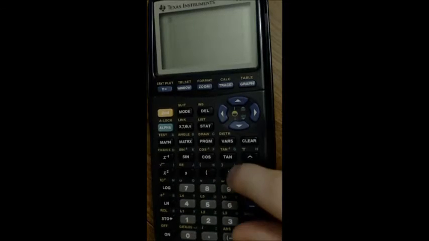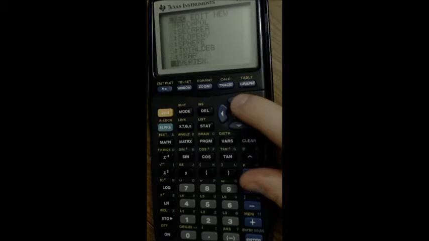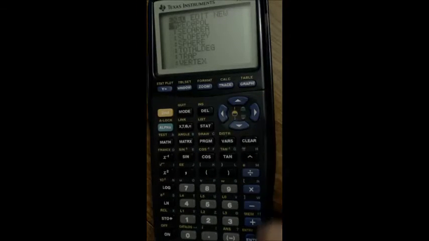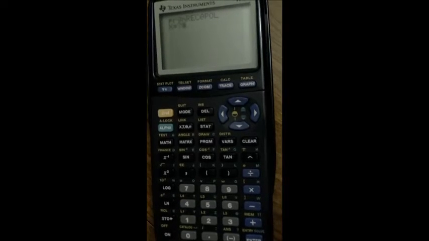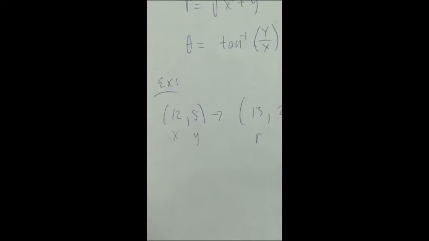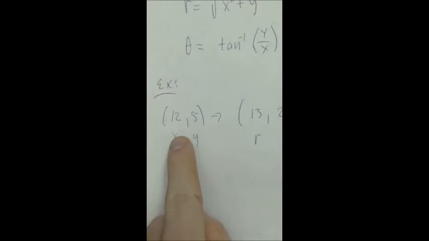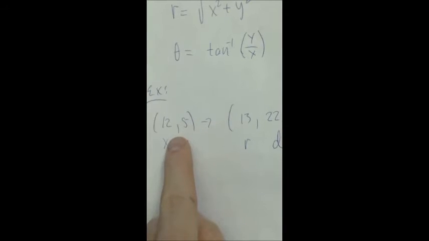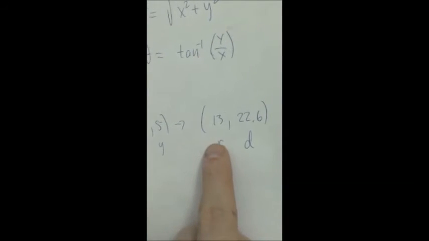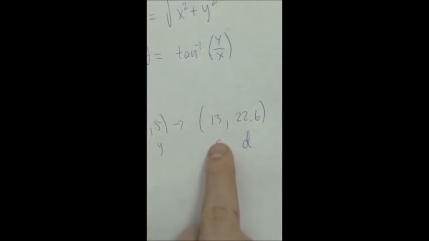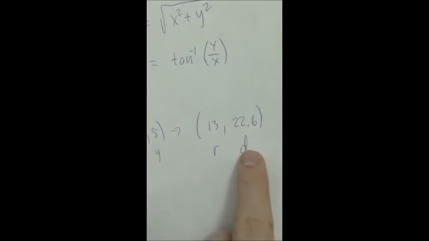Second quit. Go to program, rectangular to polar, and let's see. So if we have an example of x, y coordinates, so if we have a 12 and a 5, that should give us a radius or polar coordinates of 13 and 22.6 degrees.